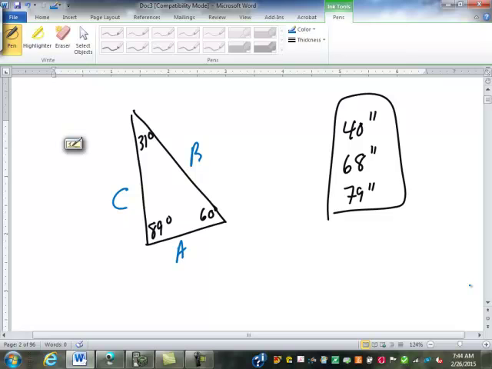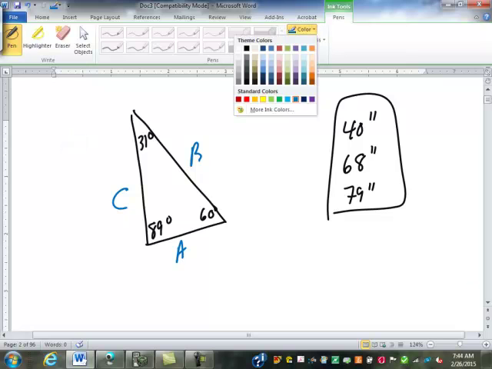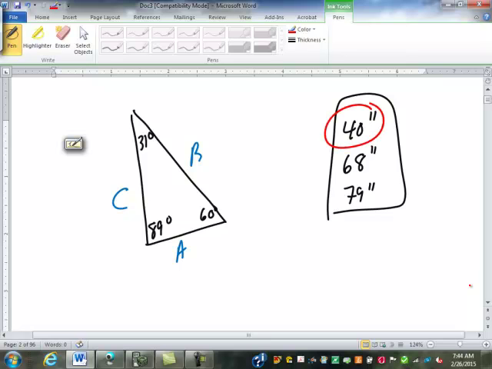Okay, what do you mean? 40 is A. 40 is my smallest side. You said it has to be A. Why? It's across from the smallest angle. Very good. The smaller that angle is, the smaller the opposite side has to be.